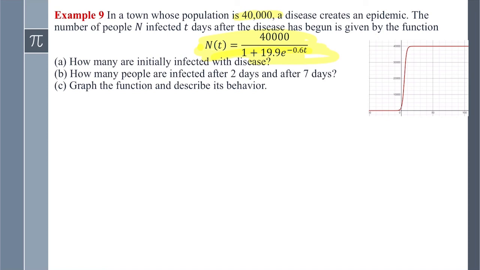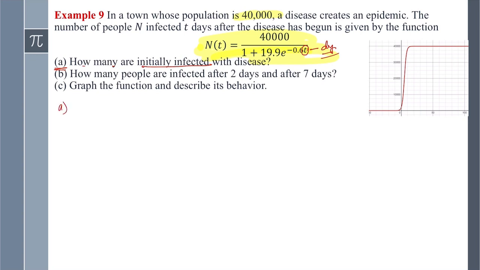So this function represents that spread. How many people are infected after each day? Here t is not time in years, it is time in days. So after 2 days, or 3 days, or 7 days, or 20 days, how many people are infected? The first question asks how many are initially infected. Initially means at time t equals 0, or the first day.